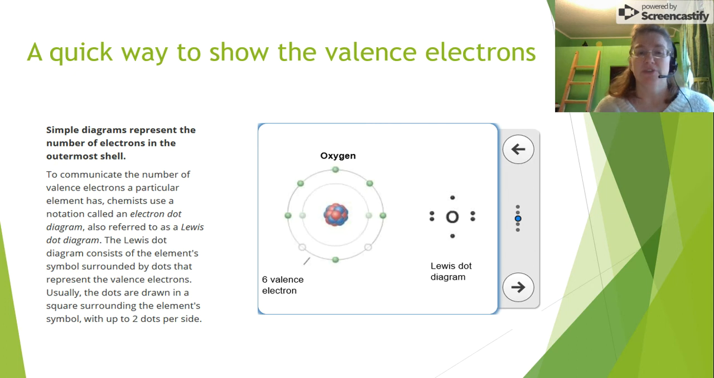And the neat thing about Lewis dot diagrams, once we get the hang of these, is that I can see right away, okay, hydrogen has 1. And so, hey, if I were to put hydrogen here at the top and hydrogen here at the bottom, they'd all be complete. So that's what Lewis dot diagrams help us see: how the atoms combine in compounds.